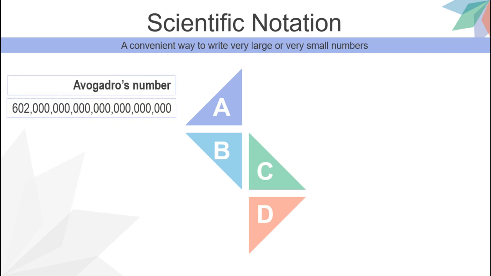Examples of this are, first, Avogadro's number. Avogadro's number is a very large number. It is the number of atoms or molecules in a mole of any substance. If you can still remember, a mole is an SI unit that describes the number of atoms that could fit in 0.012 kilogram of carbon-12.